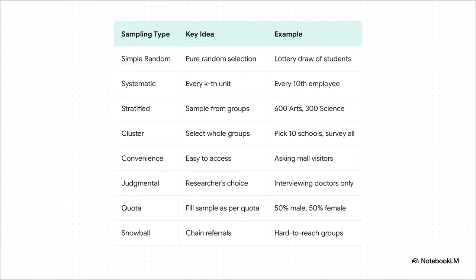For example, with stratified sampling, you make sure you get the right proportional mix, like maybe 60% arts and 40% science students, if that reflects the school's population. And then you have convenience sampling, which is pretty much what it sounds like, just asking whoever is easiest to find, like people at the local mall. Each method has its own place. Feel free to pause here and just explore the different options.